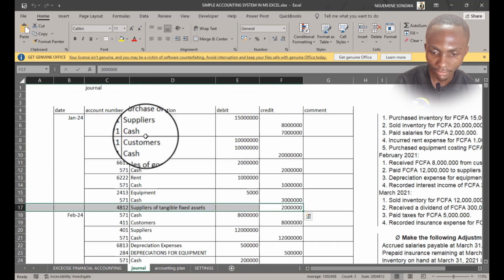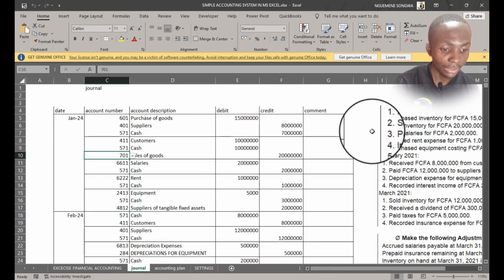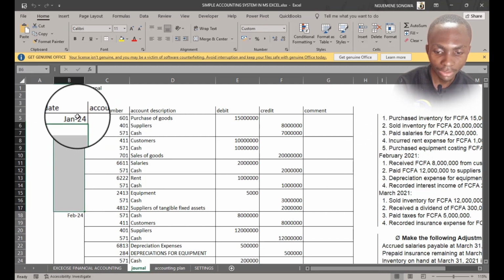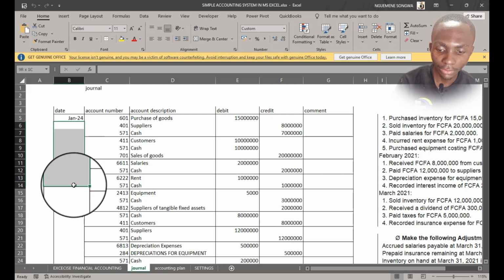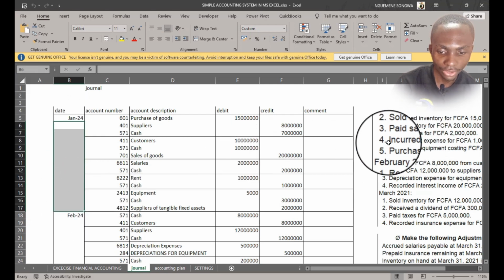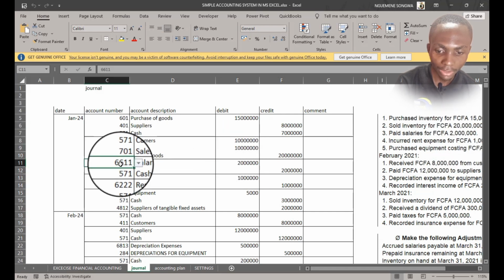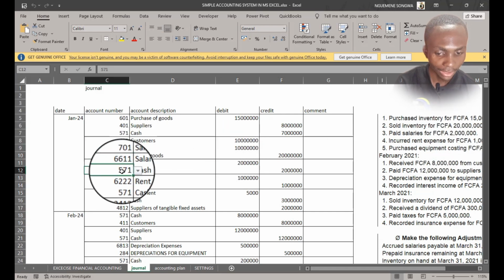Okay, so here we have paid salaries. However, the dates were not given, so I just left it empty, or I just made it understood that all the transactions which are recorded here are the transactions of January. Here we have paid salaries. We debit the account for salaries and credit the account number for cash.